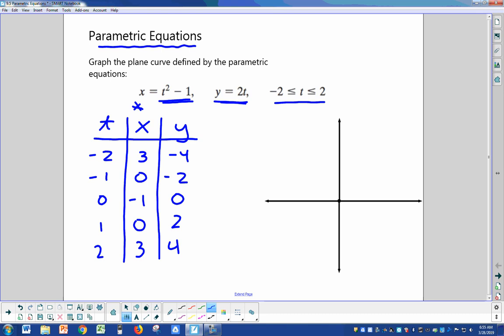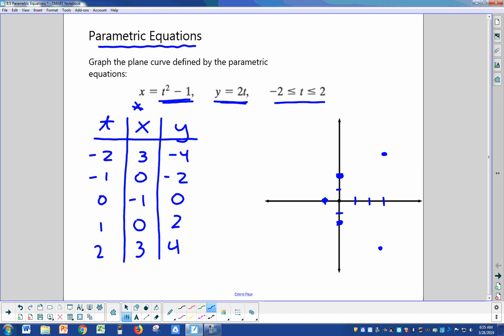Let's go ahead and plot these. We have 3, -4, so we'll go over to our coordinate plane. Here we've got 3, -4 down here. We've got 0, -2, so somewhere over here. And we've got -1, 0 about here, and 0, 2 up there, and then of course our last point is 3, 4, which is up here somewhere.